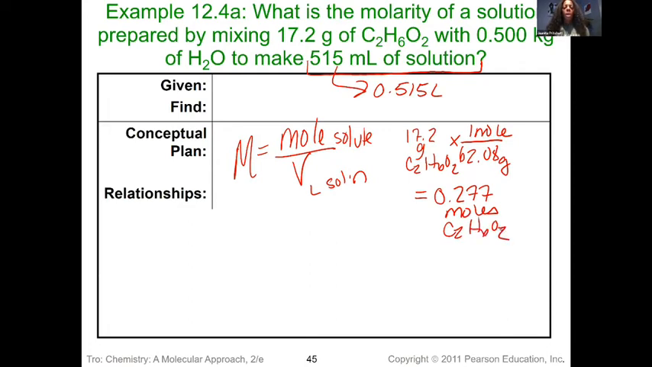All right, so then once we've done that, to figure out the molarity, we're going to take those moles and divide it by the volume in liters.